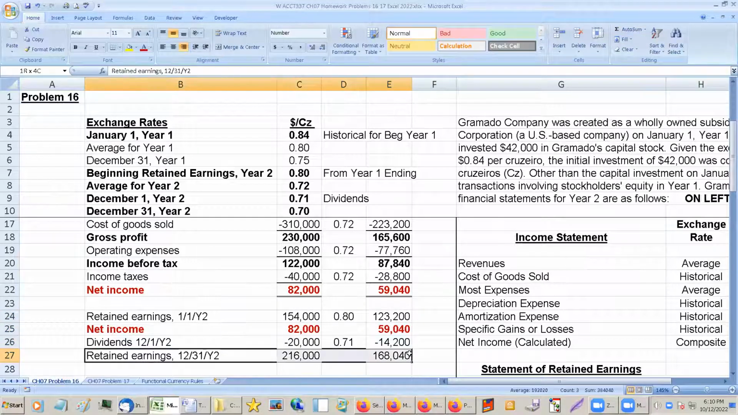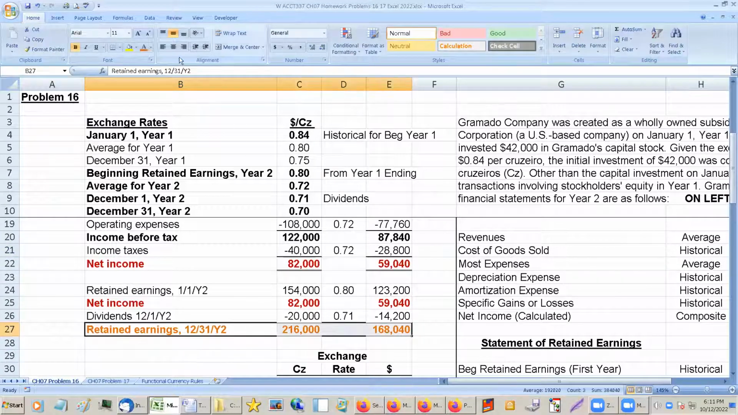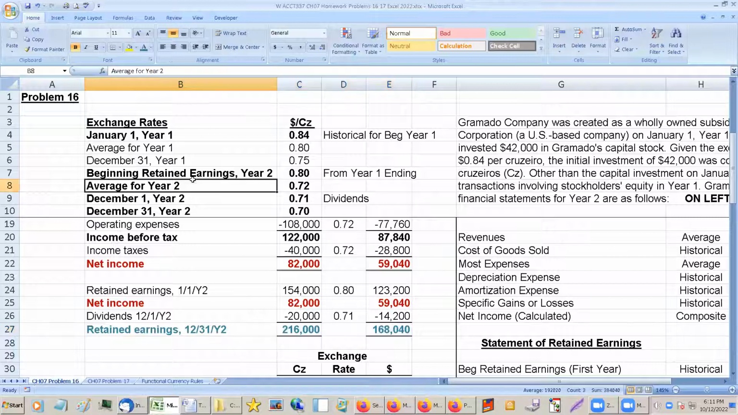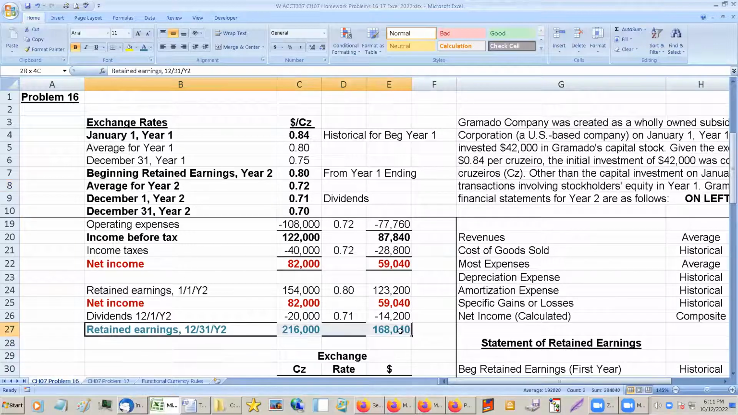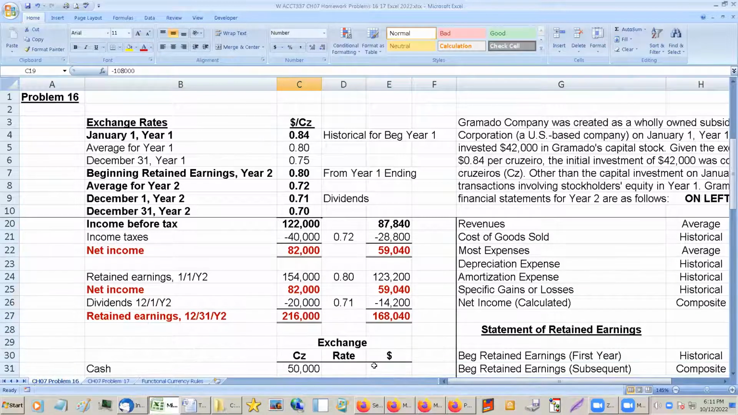Okay, so this will be the ending retained earnings. It's a little brighter. Yeah, let's make them all the same. How about that? All right. So this would be our retained earnings.